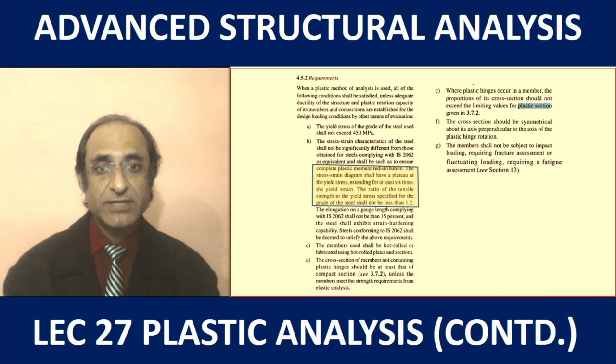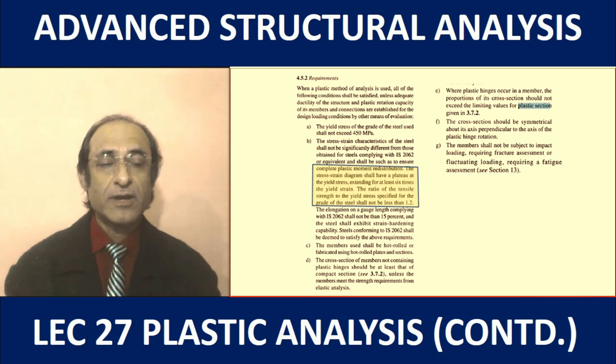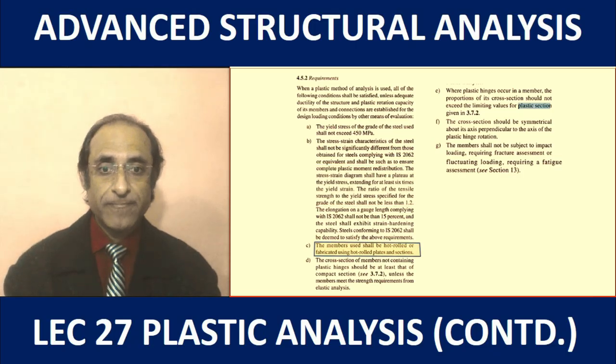So the ratio of the tensile strength to the yield stress specified for the grade of steel used shall not be less than 1.2. Although in the analysis we are ignoring the strain hardening region, here it's clearly specified that the strain hardening region should be there and the ultimate stress should be at least 20% higher than the yield stress. Then after this, the members used shall be of hot rolled or fabricated using hot rolled plates and sections. So cold formed sections are not allowed here. Usually for cold formed sections which are used in pre-engineered structures, the working stress method is recommended.